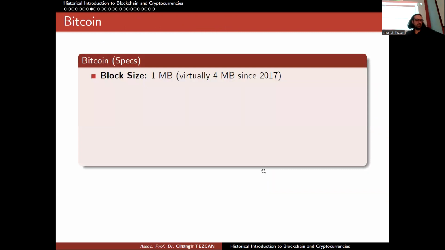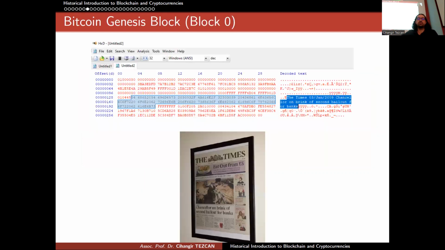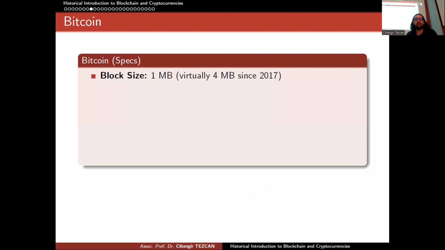So let me give you a little bit more information about the specifications of Bitcoin, and we can continue. Initially, Bitcoin is designed so that each block can have at most 1 megabyte of data. I show you this picture here. We have transactions, and these transactions cannot exceed 1 megabyte. This is what actually limits you in a blockchain.